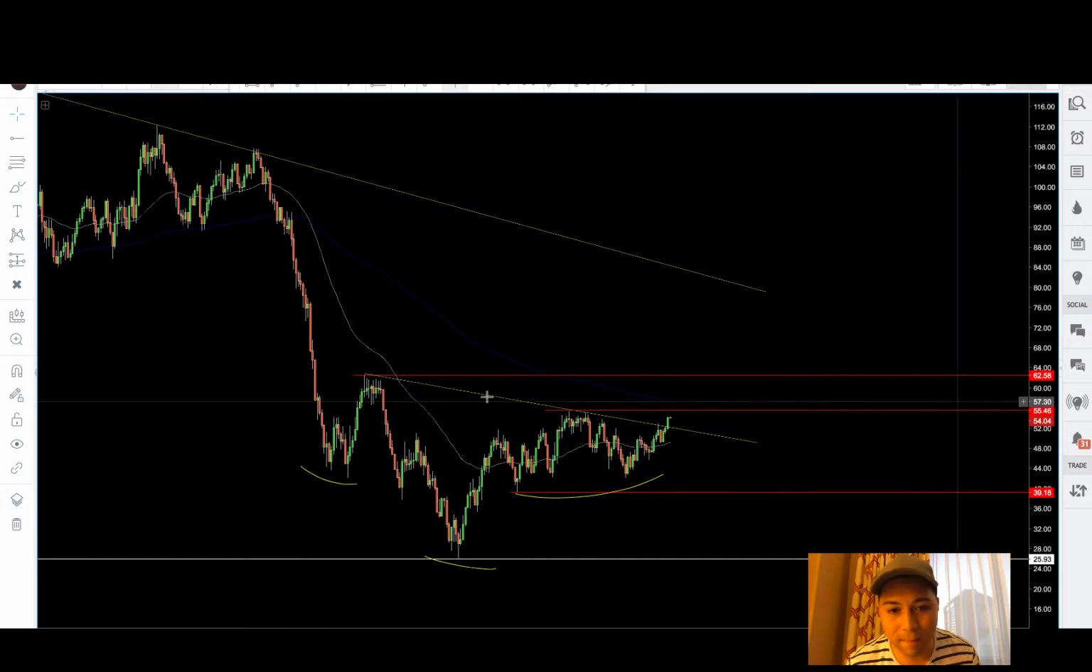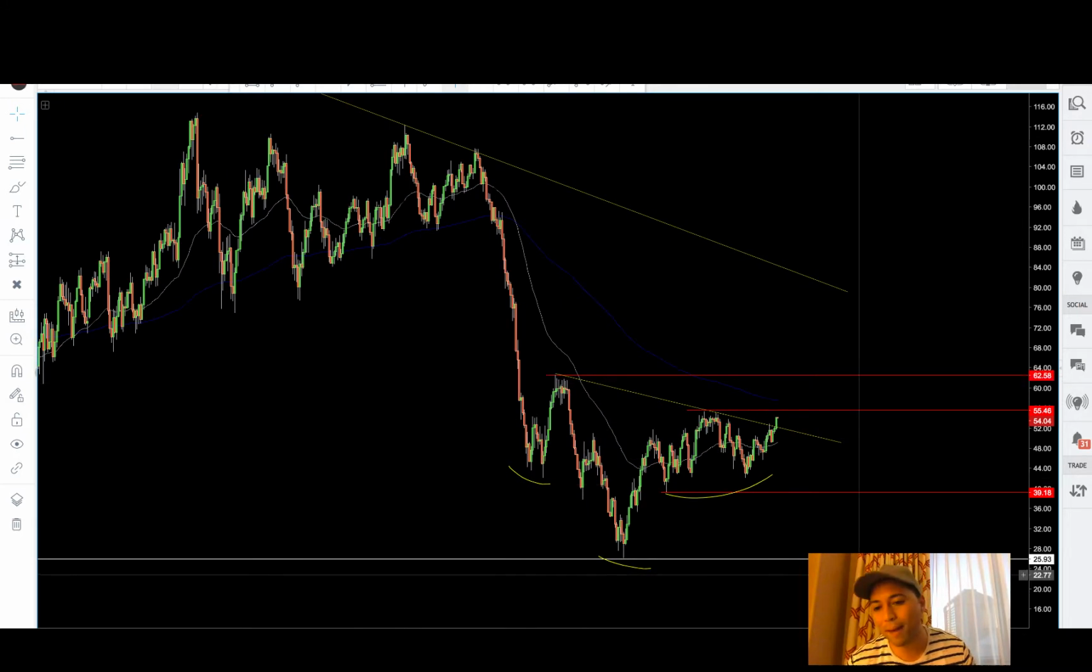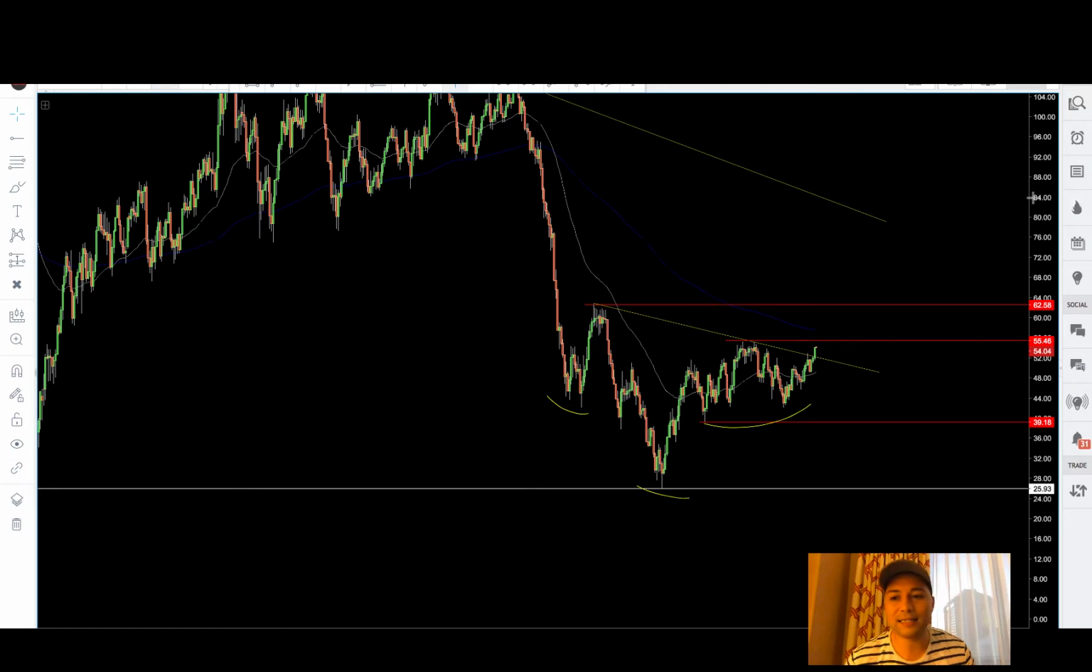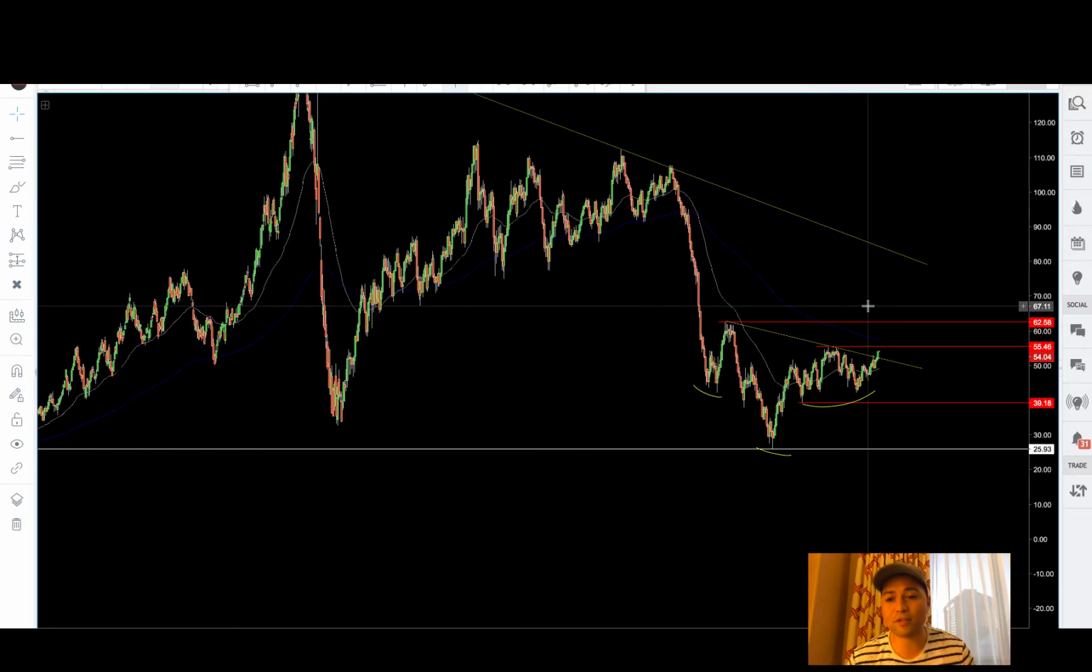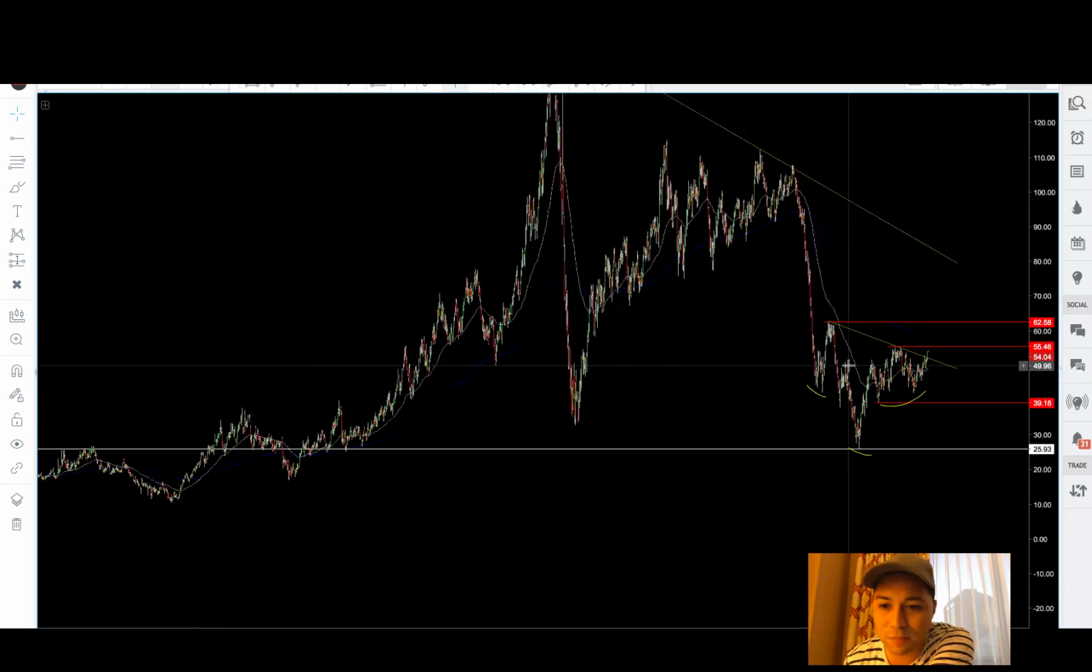What I'm expecting to see take place, we just broke structure here. I'm expecting to see these highs get taken eventually, right? Once these highs get taken, you know, we might see price drop right back down and continue in its downward trend. So we're going to wait and see what happens, but right now we're bullish just because the dollar's bullish.